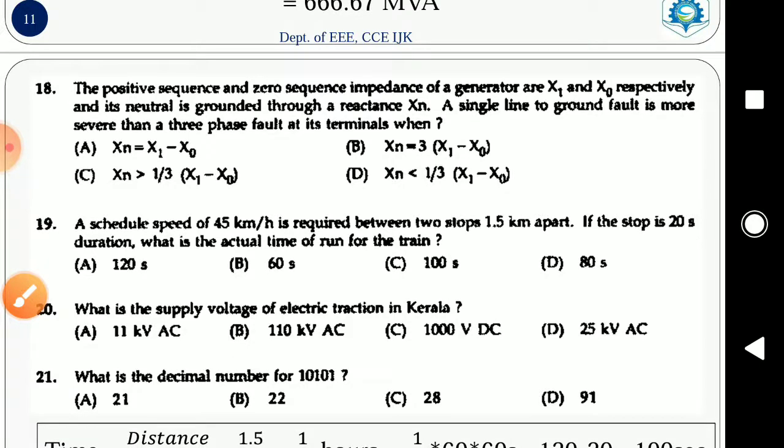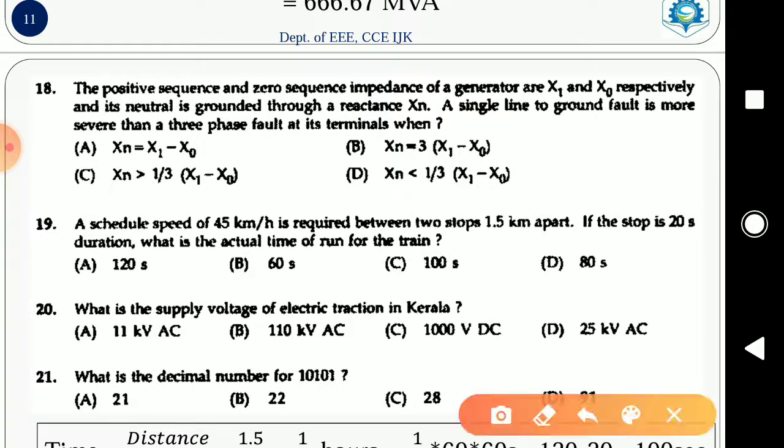The positive sequence and zero sequence impedance of a generator are given and the neutral is grounded through a reactance Xn. When will the single line to ground fault be more severe than the three-phase fault? The condition at which this occurs is when Xn is less than 1 by 3 of X1 minus X0. So, the correct answer is option D.